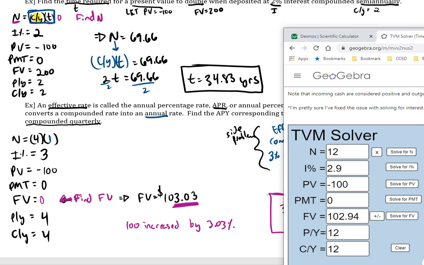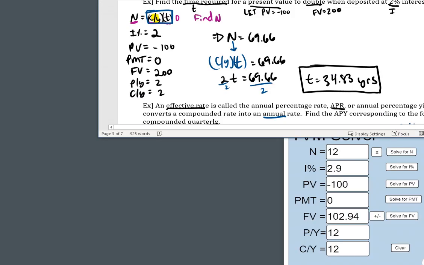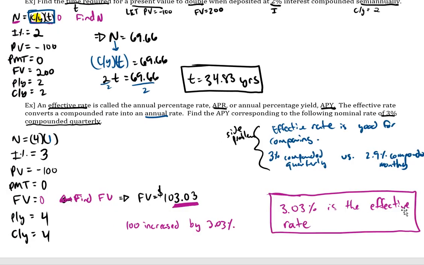So 102.94. Looking at the ones place and to the right, that is the percent increase. So 2.94% would have been the effective rate for this one. Let's just say APY since I'm out of room. And so we can see, 3.03% is bigger than 2.94%. So this is the better option if we had those two choices. Okay, so that's kind of what it's used for anyway.